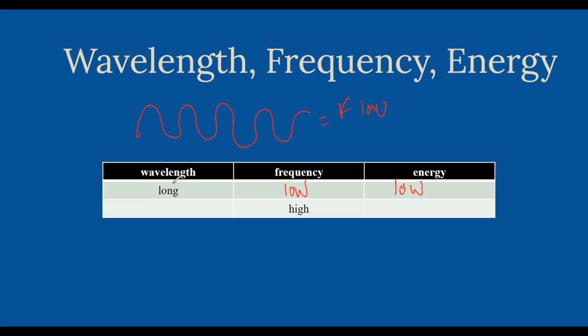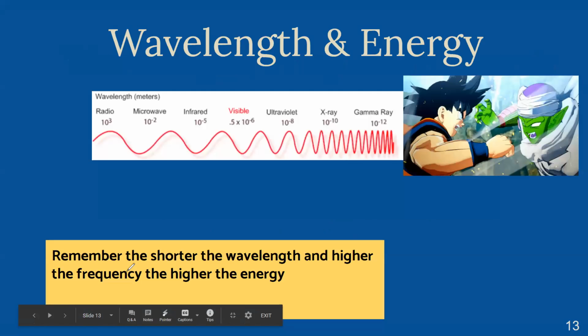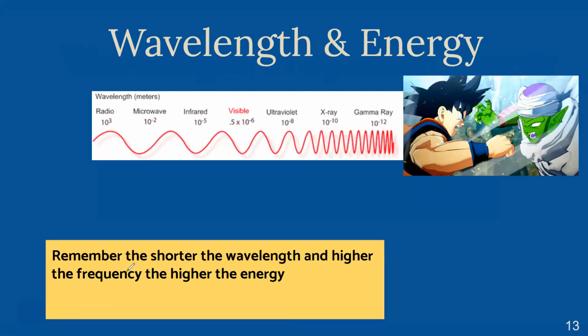If the frequency is high, then the wavelength is going to be short. So if I wanted to draw that, it will be like this. We have a short wavelength, so our energy is going to be high. High frequency, high energy. Let's go to the next one. We already filled it out. Remember, the shorter the wavelength and higher the frequency, the higher the energy.